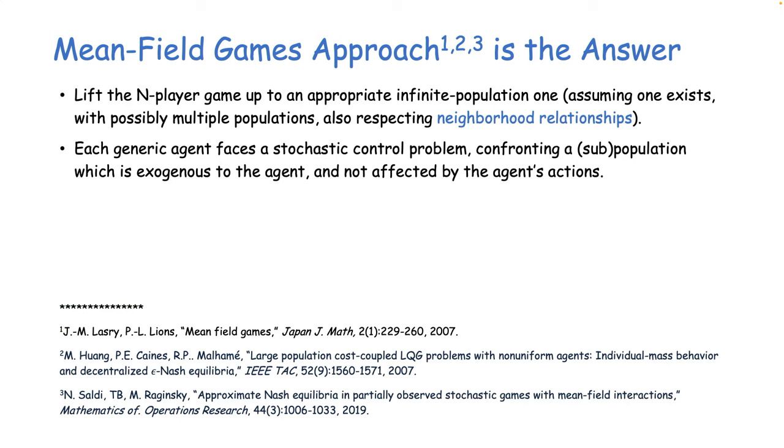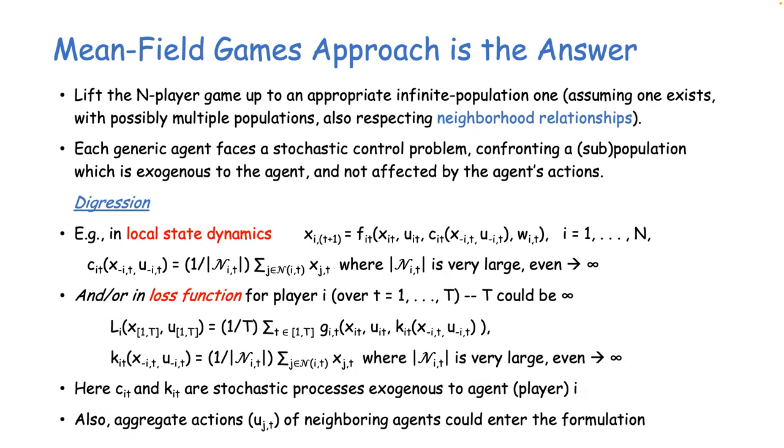So the main reason why with finite player games, obtaining Nash equilibria under asymmetric information is very challenging is because the agent's optimization problem affects what other players are doing and vice versa. And in the case of this infinite population game, that does not happen. So let me be a bit more specific.